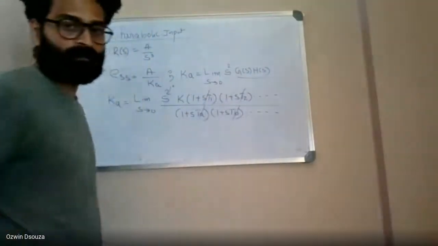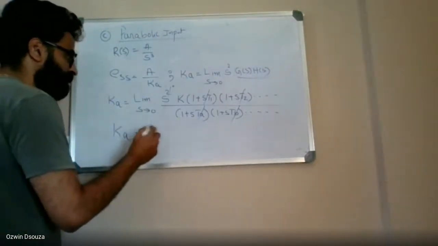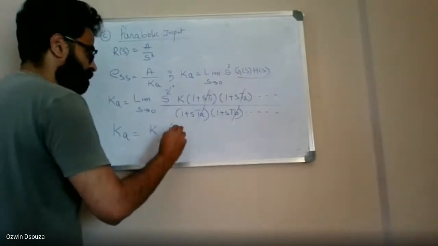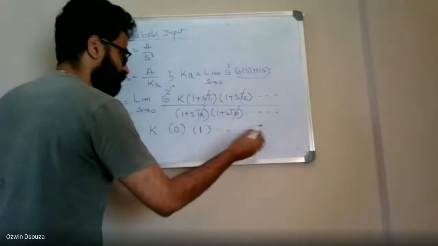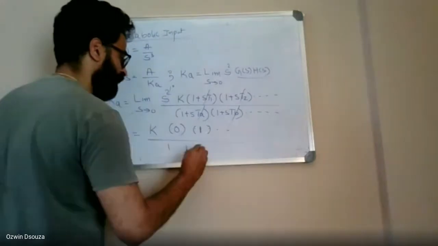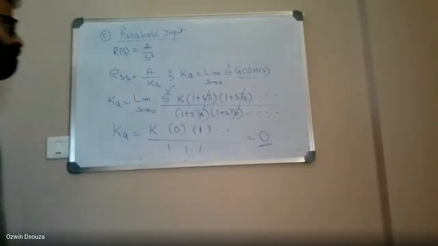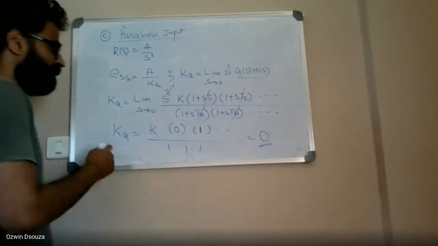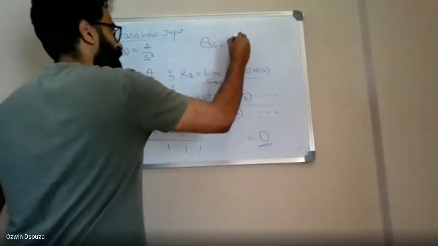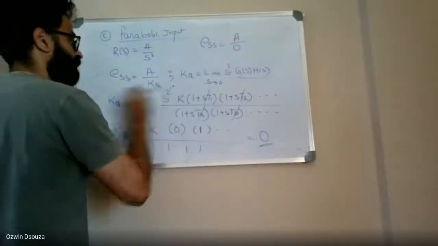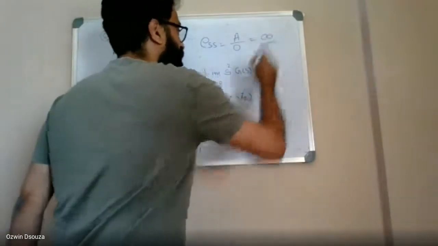Here, all the s terms basically become 0. So Ka, you will get it as K into 0 into 1 into 1 into 1 into 1. So that gives a 0 Ka value. If you get Ka as 0, your steady state error becomes A by Ka, which is A by 0, and A by 0 is infinity.